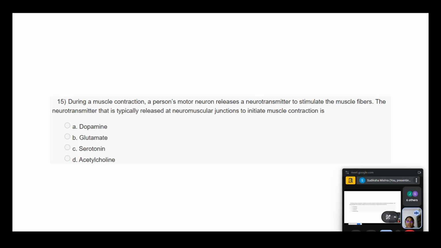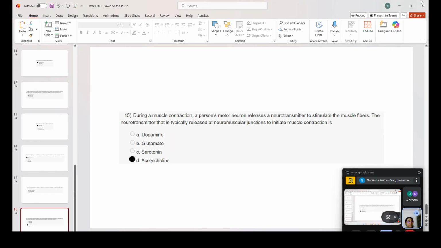During a muscle contraction, a person's motor neuron releases a neurotransmitter to stimulate the muscle fibers. The neurotransmitter that is typically released at the neuromuscular junction to initiate muscle contraction is: dopamine, glutamate, serotonin, or acetylcholine. The answer is acetylcholine. The others are also responsible for other functions. Glutamate is a neurotransmitter responsible for conduction of information, but that has a specific function.